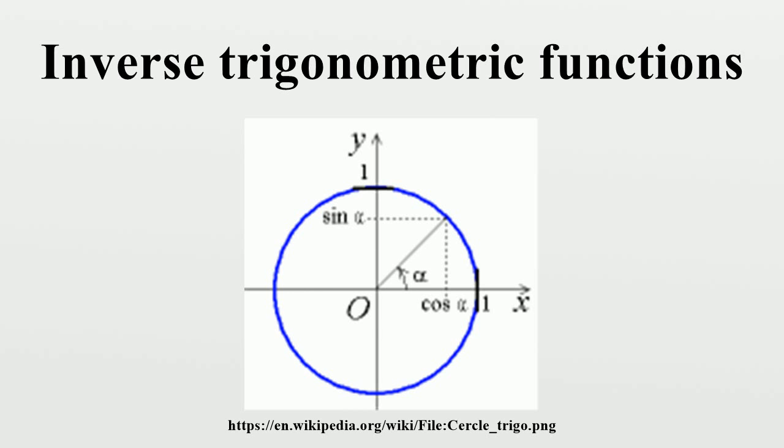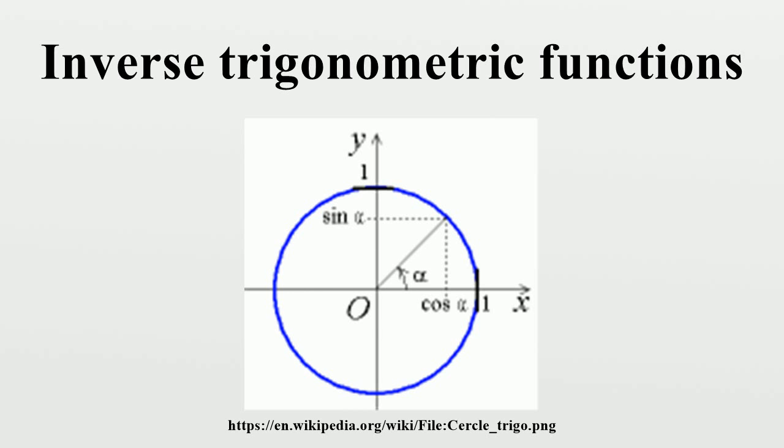Relationships among the inverse trigonometric functions. Complementary angles, negative arguments, reciprocal arguments. Whenever the square root of a complex number is used here, we choose the root with the positive real part. From the half-angle formula, we get the arctangent addition formula.